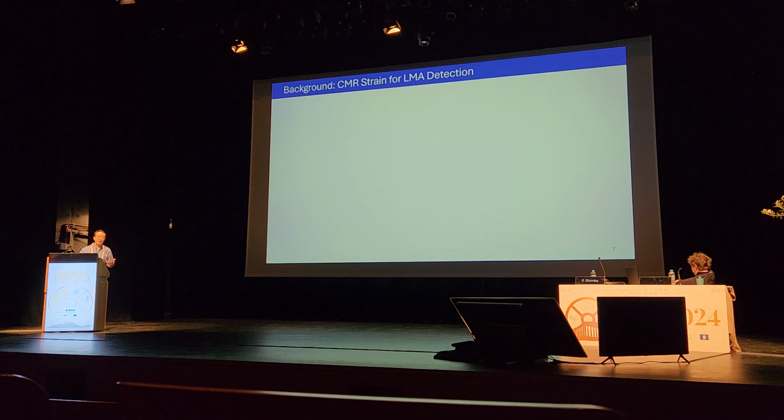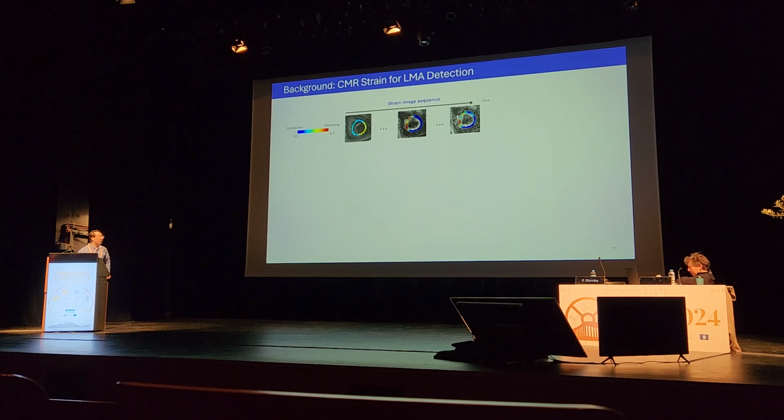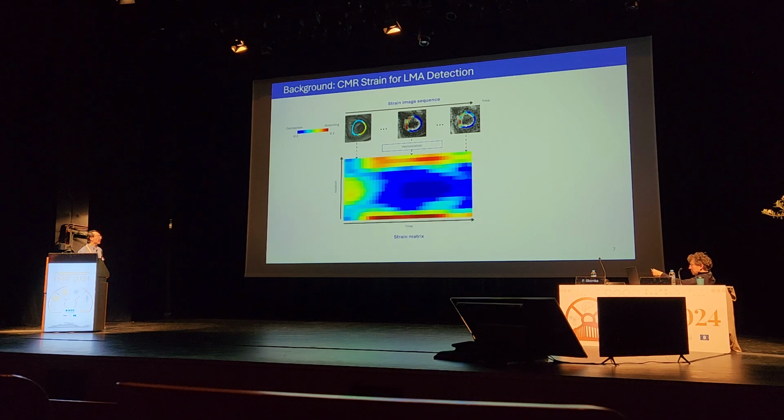Before diving into details, I need to go through a technical background of how we represent the strain, how we represent the activation, and how we quantify that. If we have this video of myocardial strain along the different frames, we can vectorize the strain along the myocardium into a vector for each frame, and if we concatenate these vectors, we have this beautiful strain matrix where the x-axis shows time and the y-axis shows location on the myocardium.